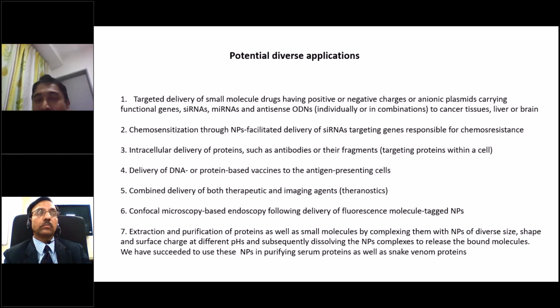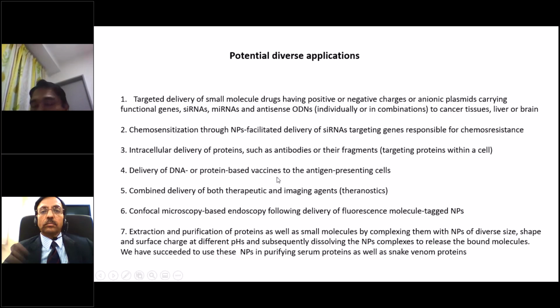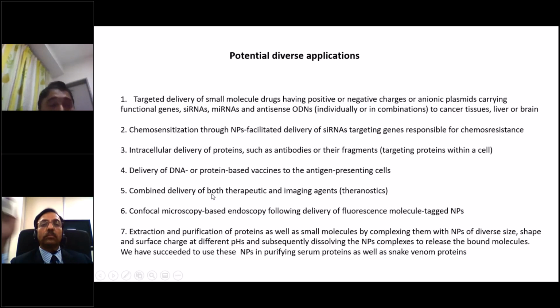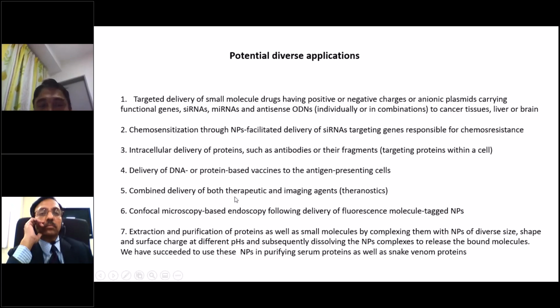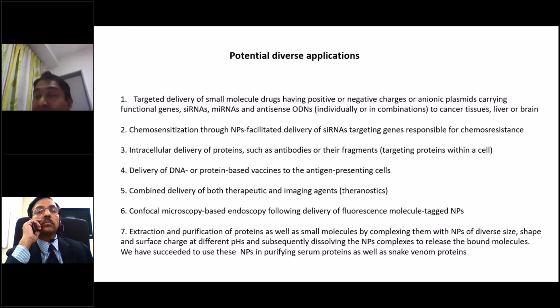Currently the therapeutic proteins act on the membrane, but there are many targets inside the cell. So using nanoparticles, you can also deliver therapeutic antibodies or proteins into the cell because they will go by endocytosis. You can deliver DNA, and vaccine delivery is another area where we can use the nanoparticles, for mRNA delivery, for example, or DNA delivery for vaccine. We can deliver therapeutic imaging agents as part of theranostics, as I mentioned before, and also confocal microscopy-based endoscopy that I collaborated on with the German lab, and they can also be used to extract and purify proteins and other molecules.